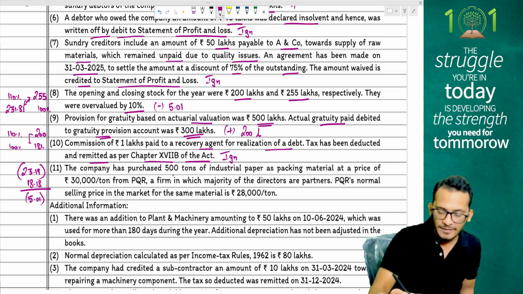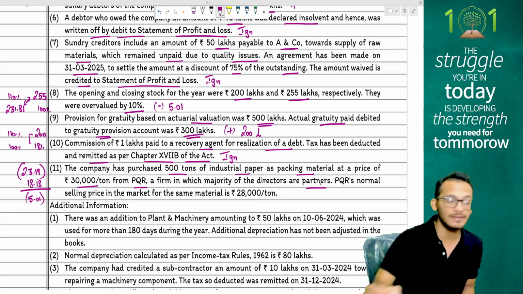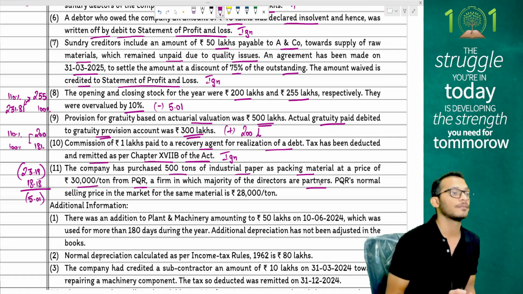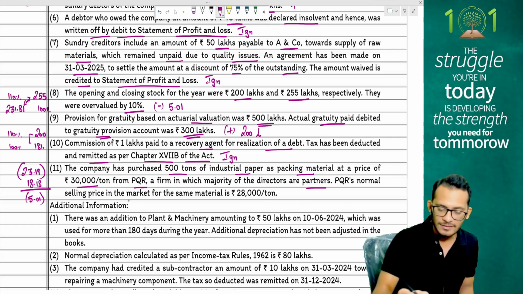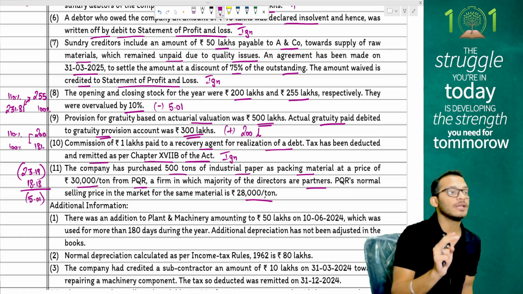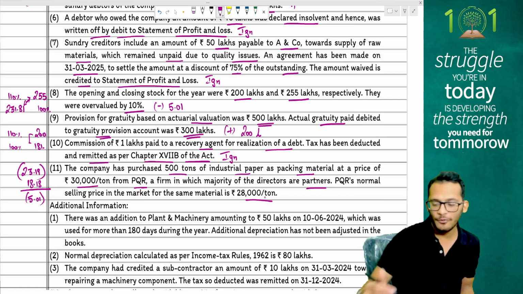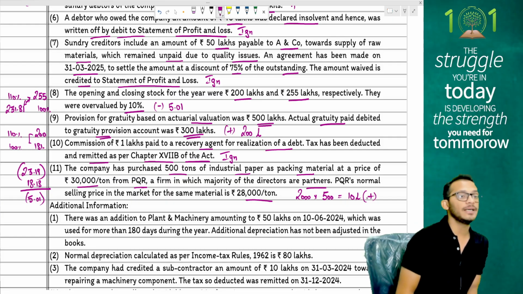Yes. Next, the company has purchased 500 tons of industrial paper as a packing material at a price of 30,000 rupees per ton from PQR, a firm in which majority of the directors are partners. People, why am I giving this information to you? This is a specified person. I have made some purchases from a specified person at a price of rupees 30,000 per ton. PQR's normal selling price in the market is only 28,000 per ton, meaning I should have bought it at that price. I paid extra 2,000 per ton. How many tons did I buy? Therefore 2,000 into 500 tons to be added back. Yes or no?